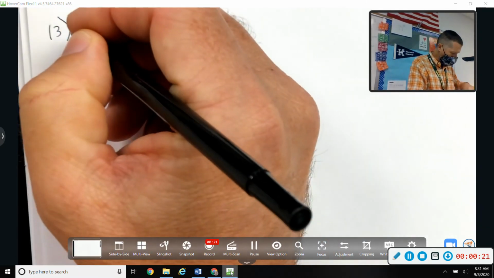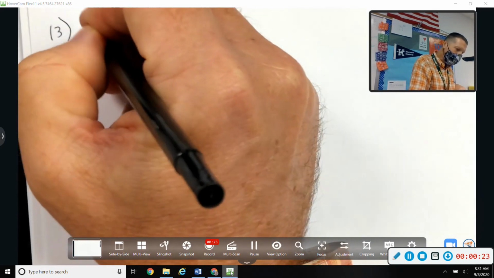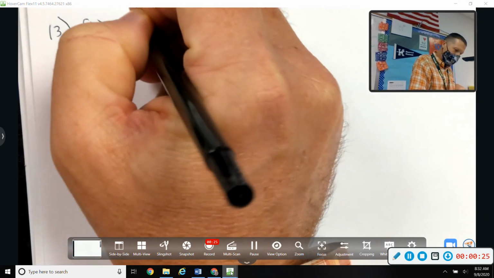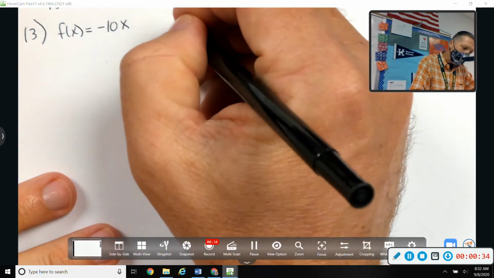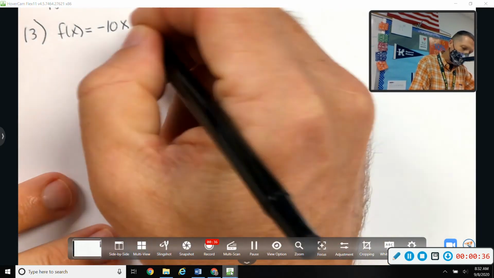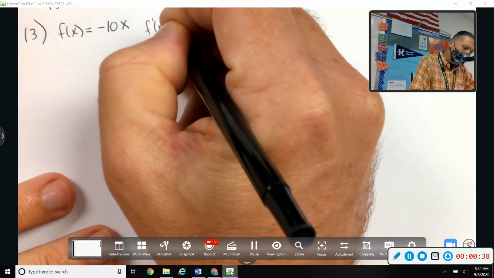Number 13. f of x equals negative 10x. Directions: find the derivative of the function by the limit process. So using the official formal definition of the derivative. Let's review that real quick.